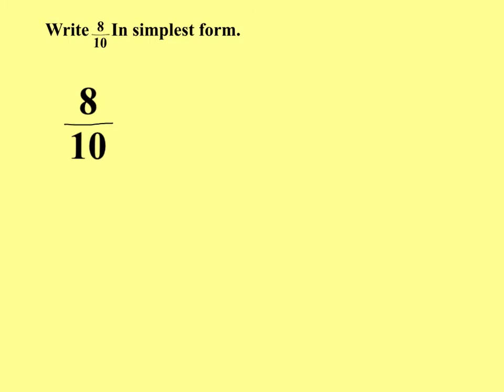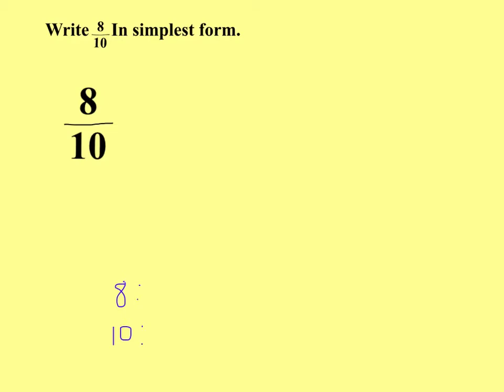So now let's take a look at 8/10. Let's write this in simplest form. Now I know it's not simplified yet, because I know that I can put 8/10 into fewer equal parts. So remember our steps. We want to find the common factors of 8 and 10, and then we want to divide the numerator and denominator by the greatest common factor.